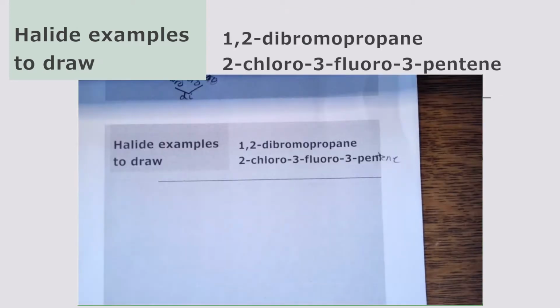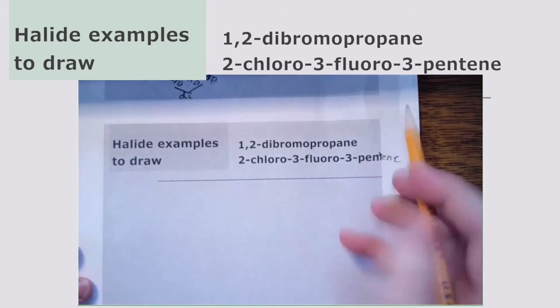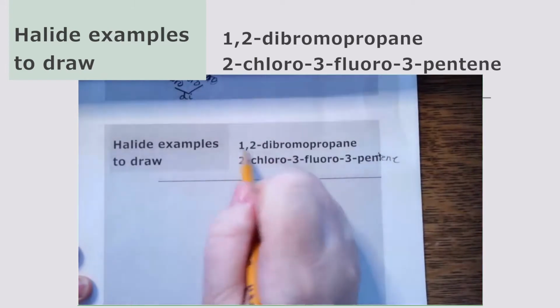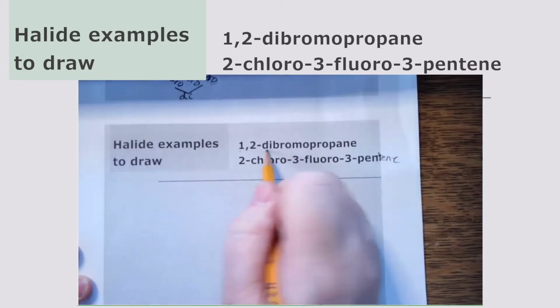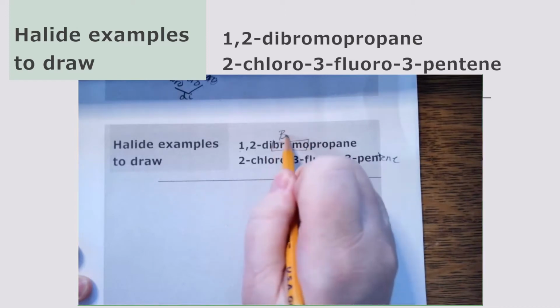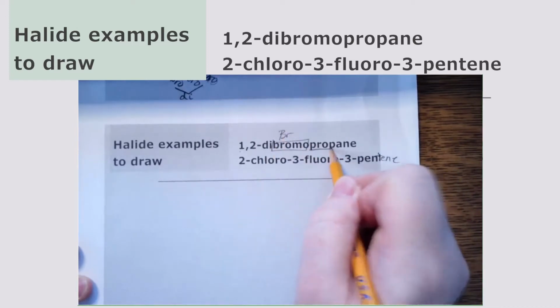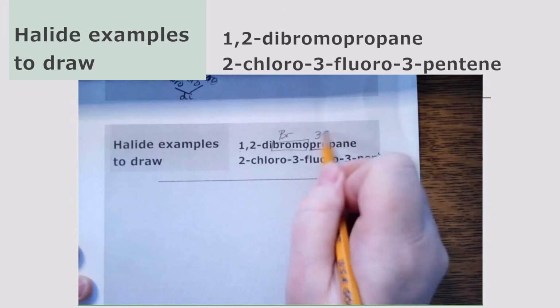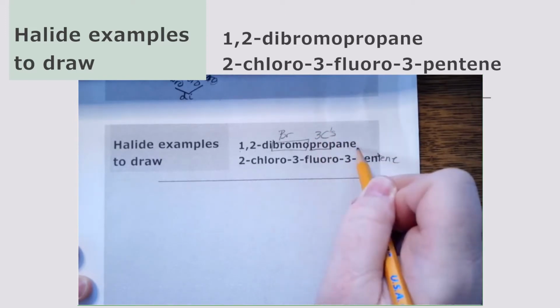Okay, now we're going to draw them. Drawing them is so easy. You're going to see how much quicker this is. So, address, address. Di means 2 of the same thing. Bromo is what? Br. Prop means what? 3 C's. Ane means all single bonds.